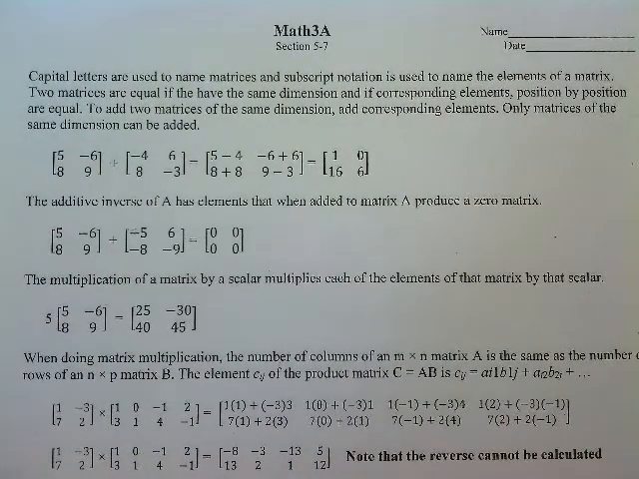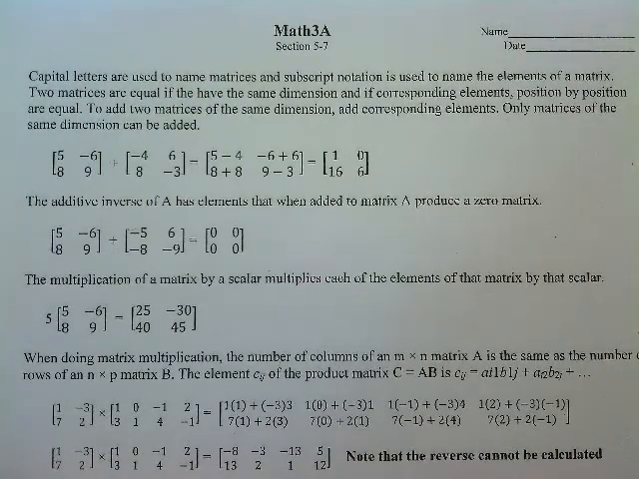Today we're going to go over operations with matrices, basically adding, subtracting, multiplying, dividing kinds of things with matrices. Capital letters are used to name matrices, and subscript notation, those are the numbers that are down below, are used to name the elements of a matrix. Two matrices are equal if they have the same dimension and if all the corresponding elements, position by position, are equal.